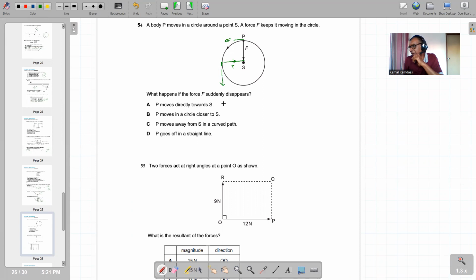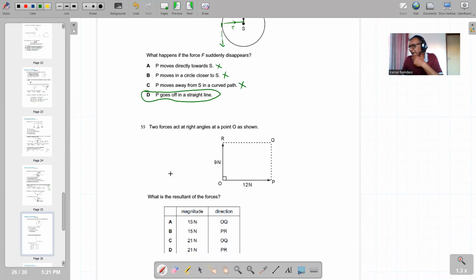P moves directly towards S, no. P moves in a circle closer to S, no. P moves away from S in a curved path, no. P goes off in a straight line. Yes.